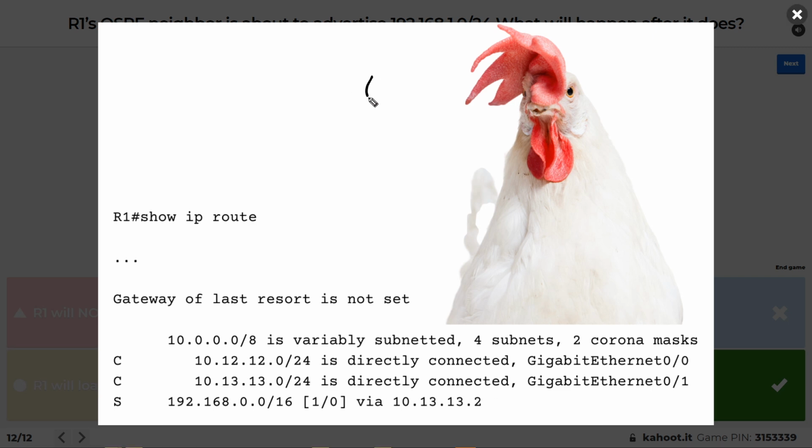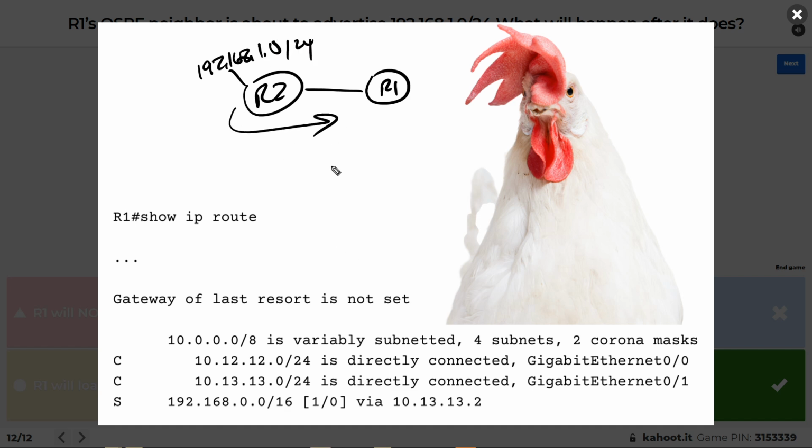So we have R1 here, and we have R2. I'm going to say R2 is the neighbor. We don't really know who the neighbor is, but it's a neighbor. And it's got this network, 192.168.1.0 with a 24-bit mask. And so that gets advertised. R1 sees it and says, oh, I'm learning this via OSPF, so the AD is going to be 110. It looks at its current routing table and says, I don't have a route for this 24-bit network, 192.168.1. There's no problem. I'll add it.